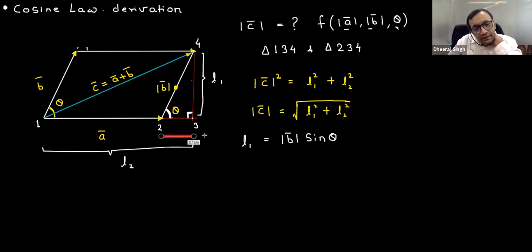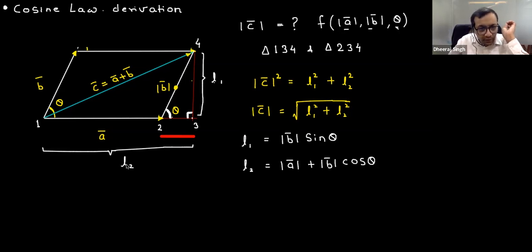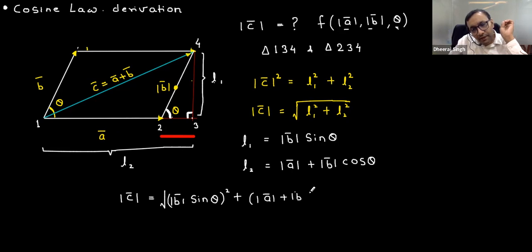Now tell me, what is this length? 2 to 3 length is what? B cos theta, right? So do we all agree that length L2 is length of A plus length of B into cos theta? Isn't it? So the length C is root over, now substitute the values, B sine theta whole square plus A plus B cos theta whole square. Okay. This is what it is.